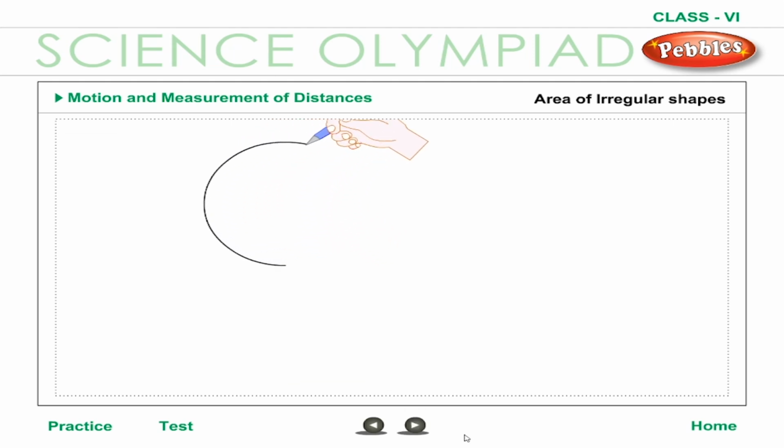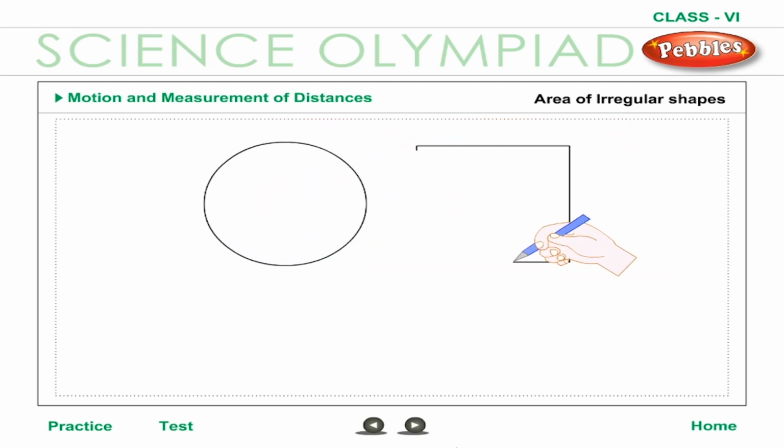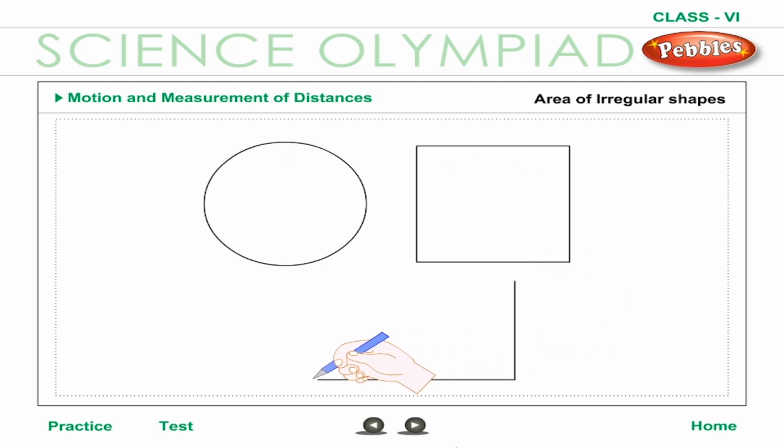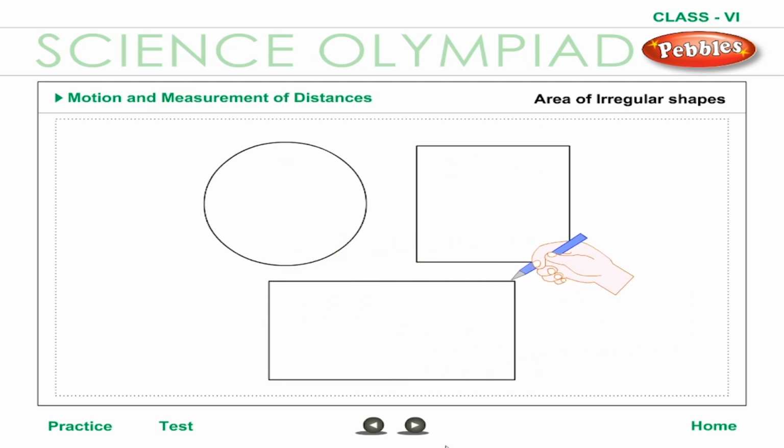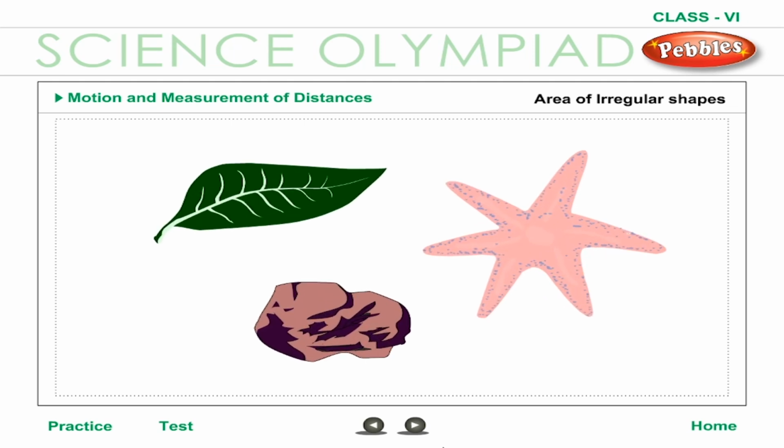Measurement of area. Irregular shapes. We are now familiar with methods for finding the area of regular shapes, such as rectangles and squares. But is it possible to determine the area of irregularly shaped objects? How would you determine such an area without a formula?